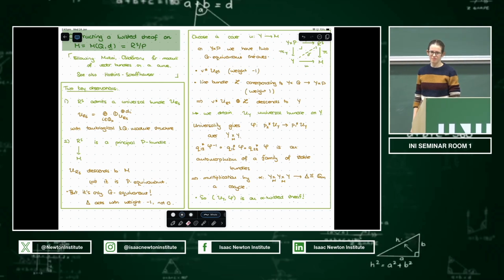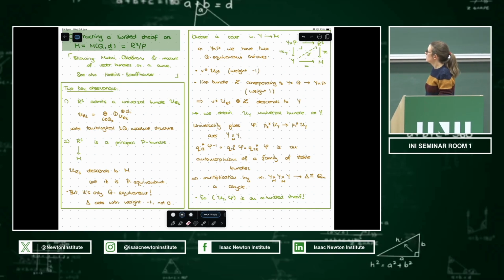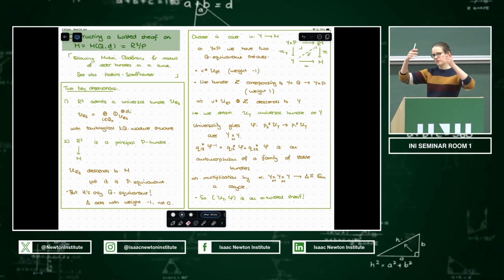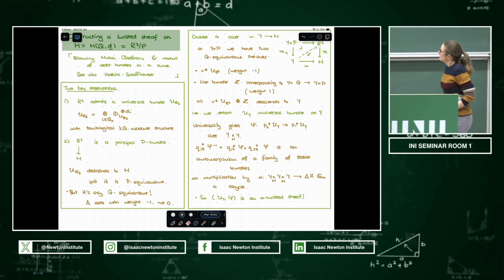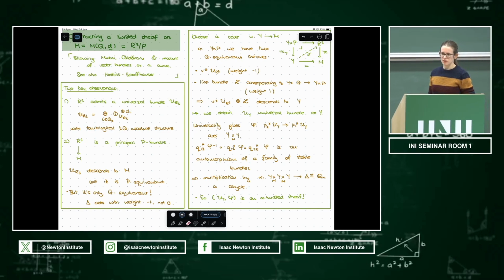Other questions about that? Yeah? Does this alpha-twisted sheaf depend on the choice of kappa Y? Not up to isomorphism. If I chose a different cover Y, then I would have a common refinement. Up to maybe tensoring by a line bundle or some of these things that you have with universal sheaves. But these choices don't matter.